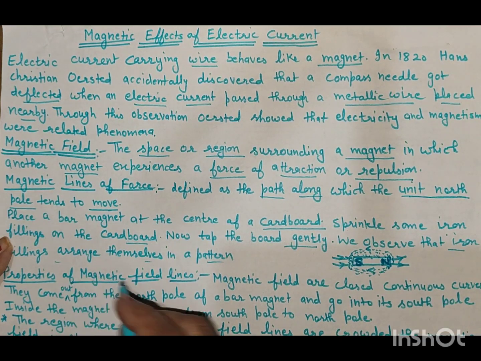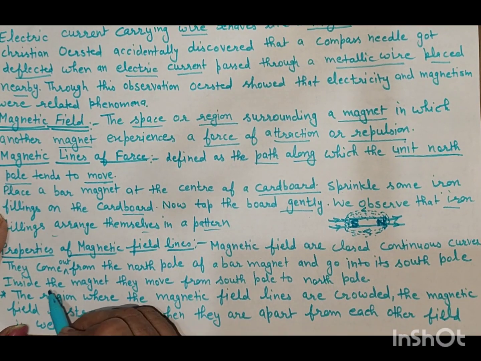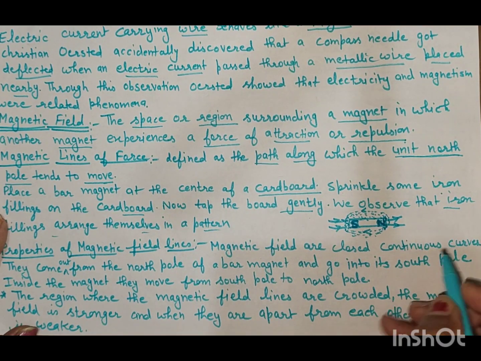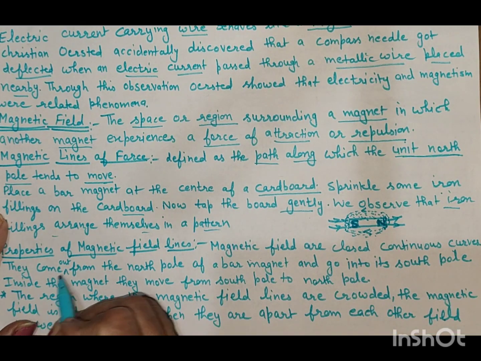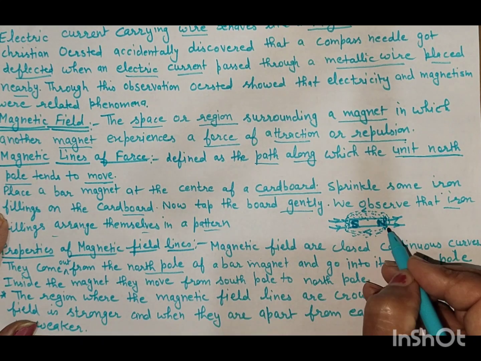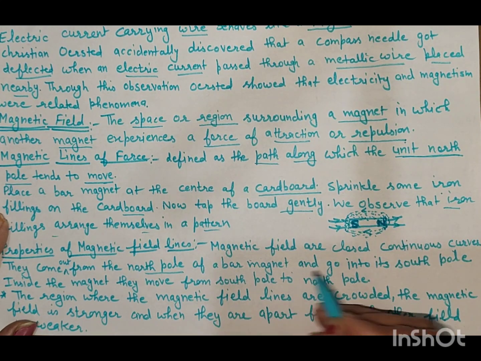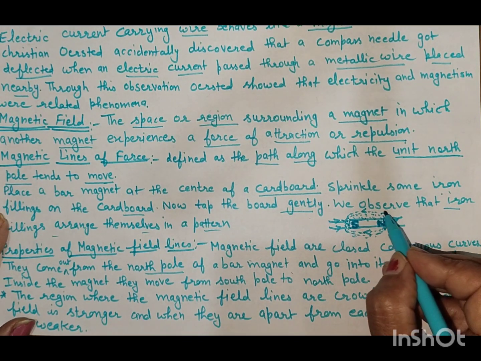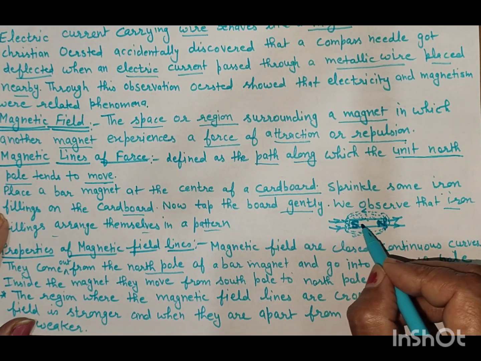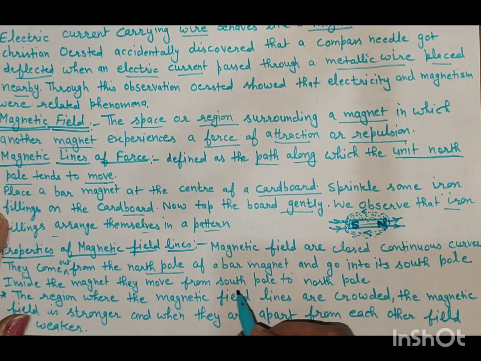Now, what are the properties of the magnetic lines of force? Magnetic field lines are closed continuous curves. They come out from the north pole, from the outside of a bar magnet, and go inside at the south pole. Inside the magnet they move from the south pole to the north pole.